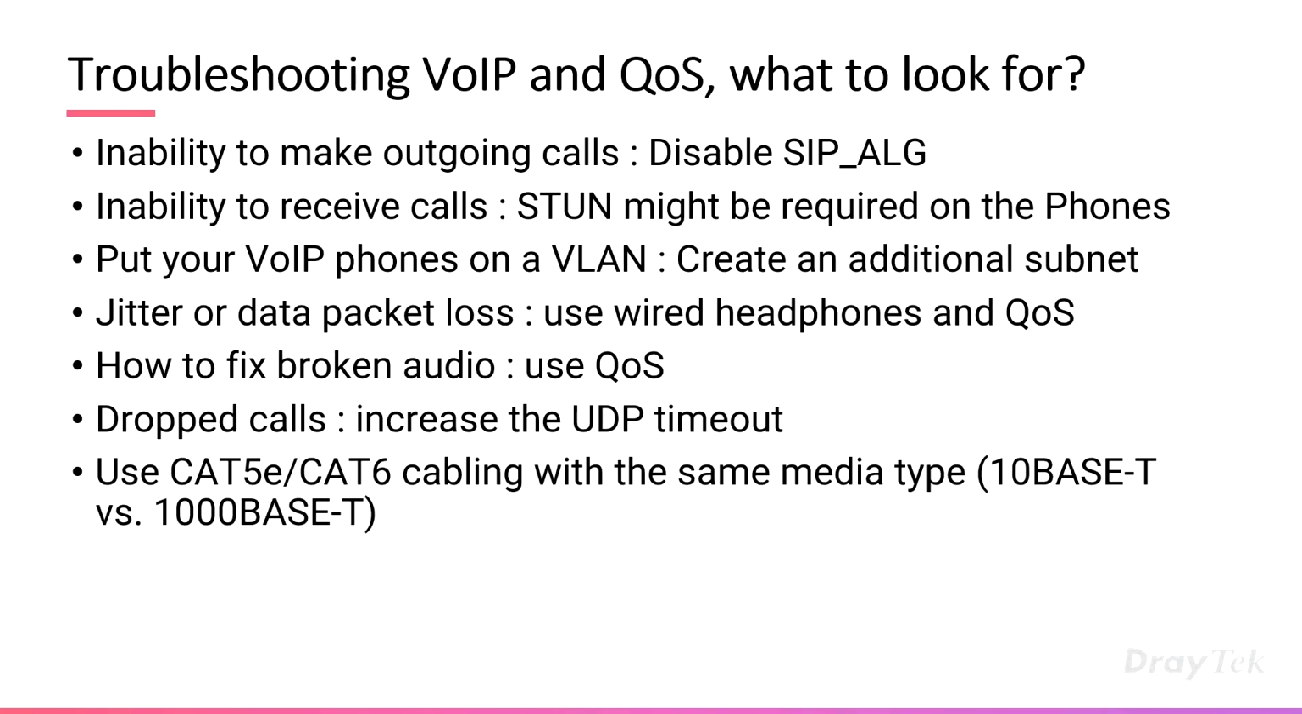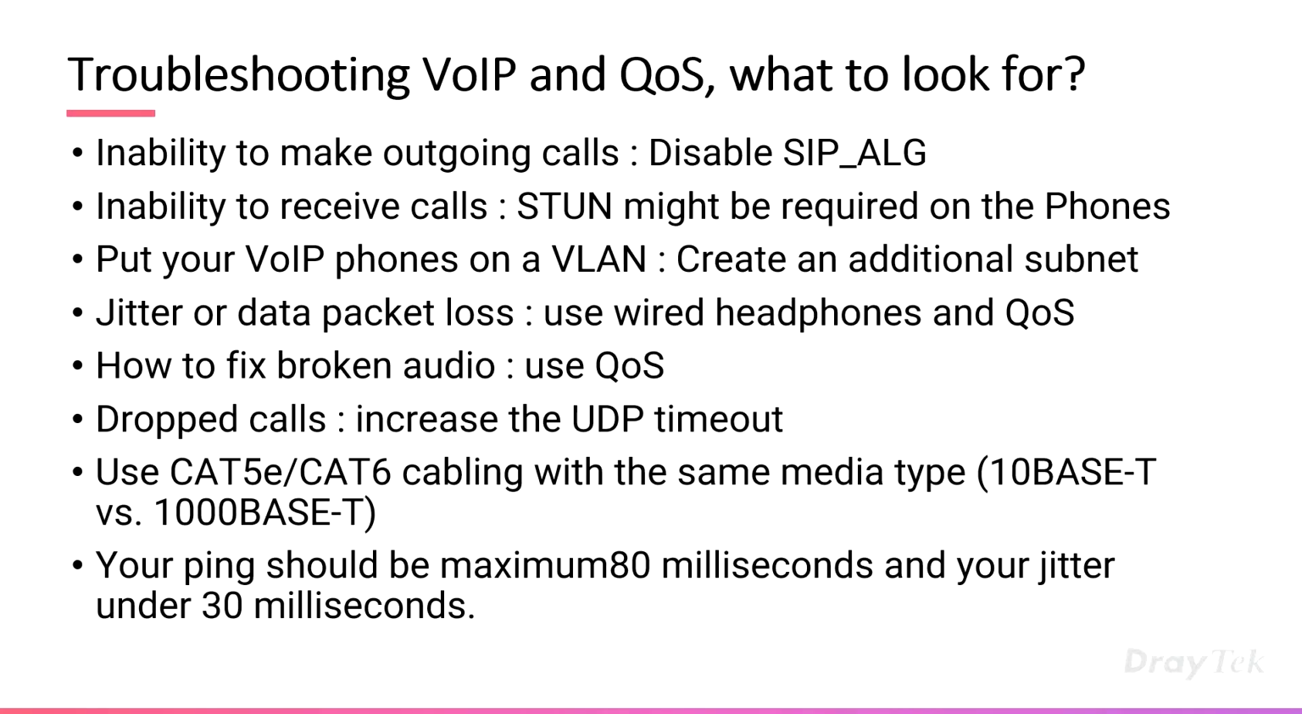Use the correct cabling. Sometimes poor wiring causes excess latency. Your ping should always be less than 80 milliseconds and the jitter should be less than 30 milliseconds. Anything more than that requires a full network survey to identify if the ISP is to blame for this.